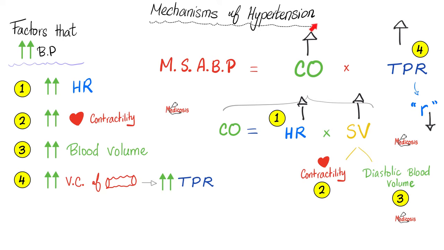So, causes of hypertension include rapid heart rate for whatever reason, increased cardiac contractility, increased blood volume. For example, the doctor gave me too much normal saline, raising my blood volume and my blood pressure. And or vasoconstriction of arteries, which increases the total peripheral resistance, because when you vasoconstrict, the radius decreases and therefore the total peripheral resistance increases.